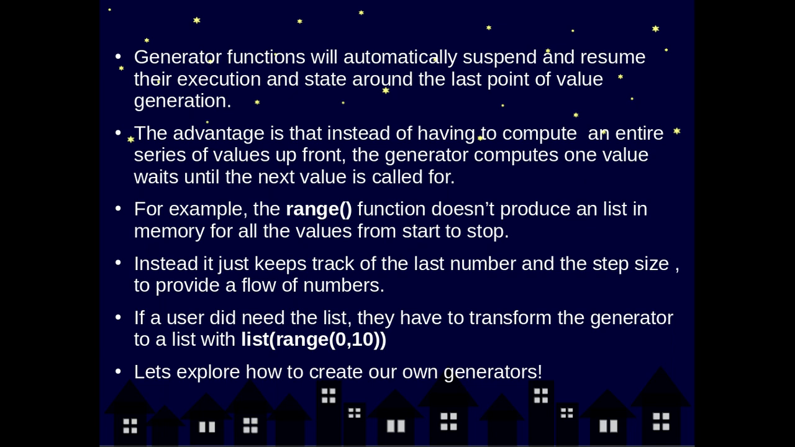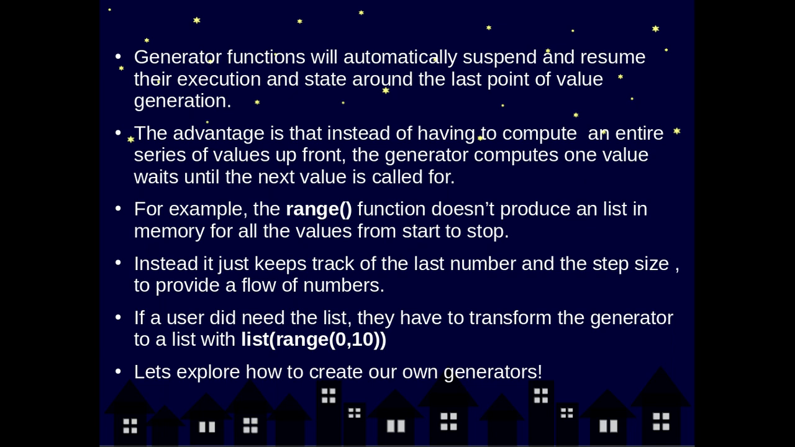We'll see it in action. Instead it just keeps track of the last number and the step size to provide a flow of numbers. It will keep track of the last number, and the step size by default will be 1, and it will keep yielding up to the limit you have set. If a user needs the complete list, then you have to convert using the list function, list of range 0 to 10. It will give you all the values at a time.